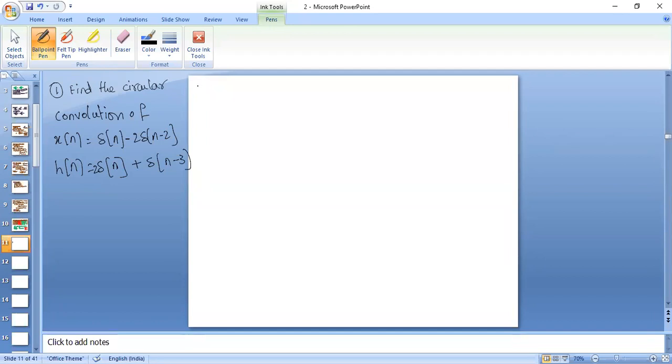So here it is given that x of n is equal to delta of n minus 2 delta of n minus 2, which can be written as delta of n, meaning it has the magnitude of 1 at n equals 0. Since there is no delta of n minus 1 term, we can keep 0, and minus 2 into delta of n minus 2. This is what x of n is, and h of n here is equal to 2 into delta of n. Here delta of n minus 1 term is not there, delta of n minus 2 term is not there, and delta of n minus 3 term is present here.